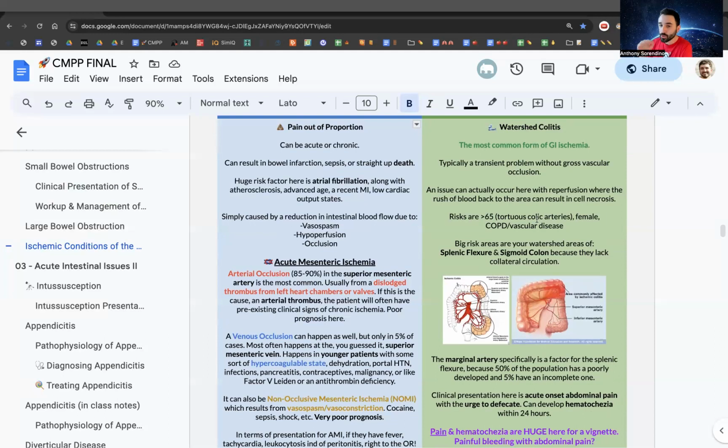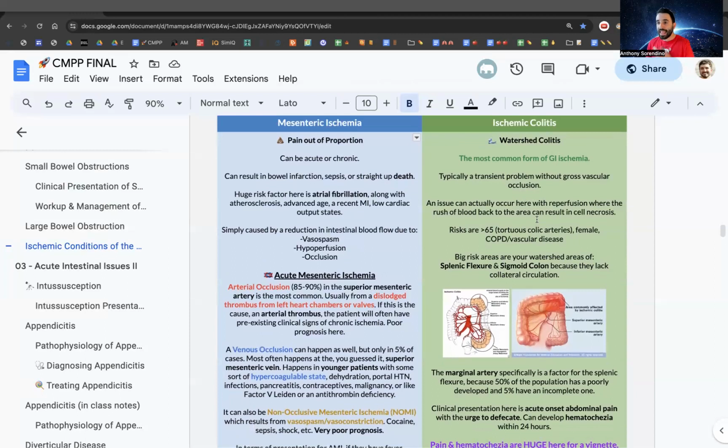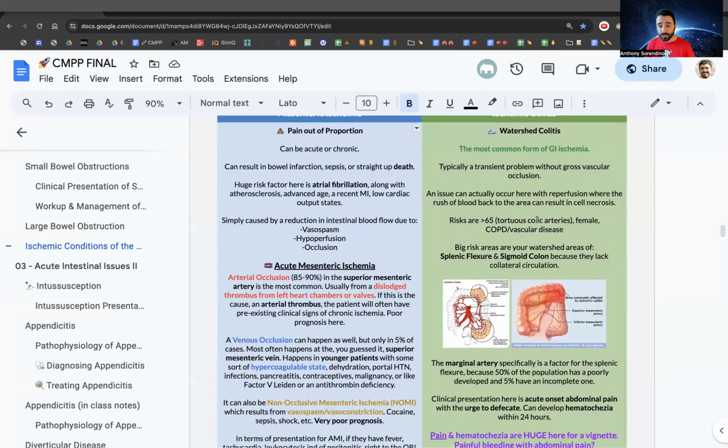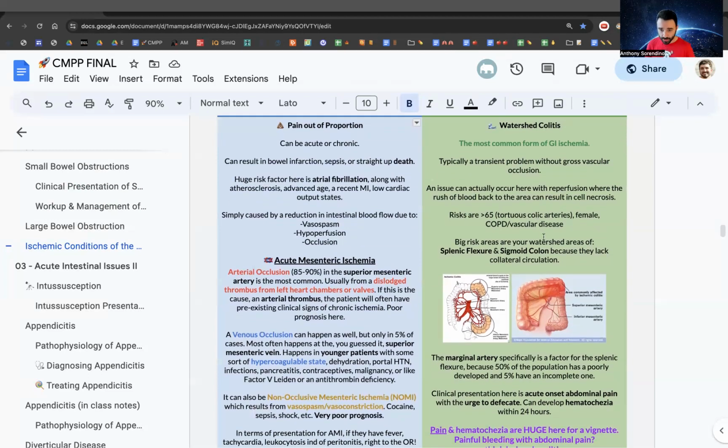So this can happen. What happens here is there's some type of hypoperfusion, some type of event where there's not a lot of blood flow. And then we fix that problem. All the blood rushes back, and then we can actually get necrosis. I think it has something to do with too much oxygen then becoming acidic and necrotic. So that's kind of an interesting pathology here.